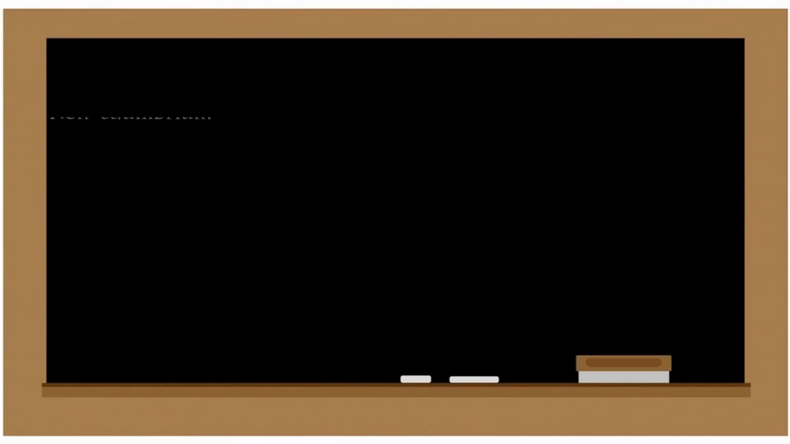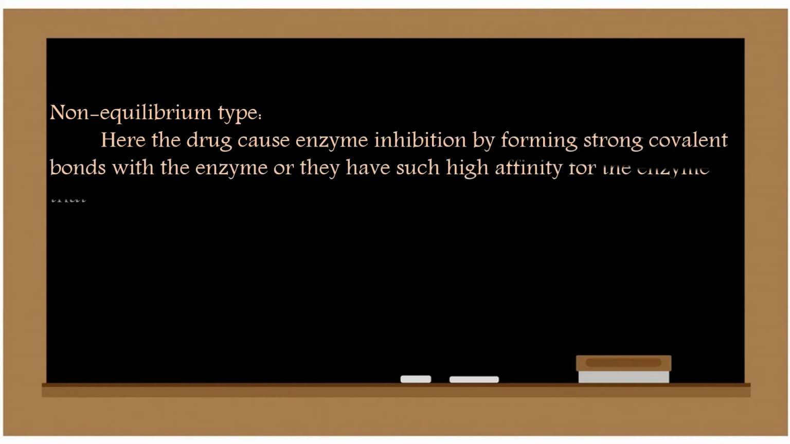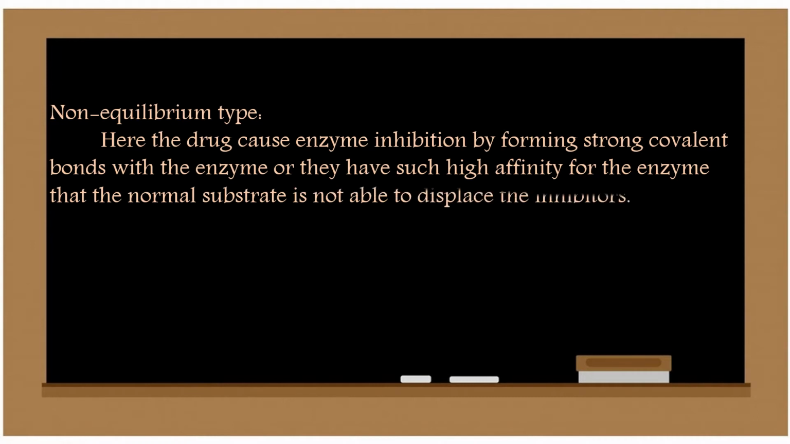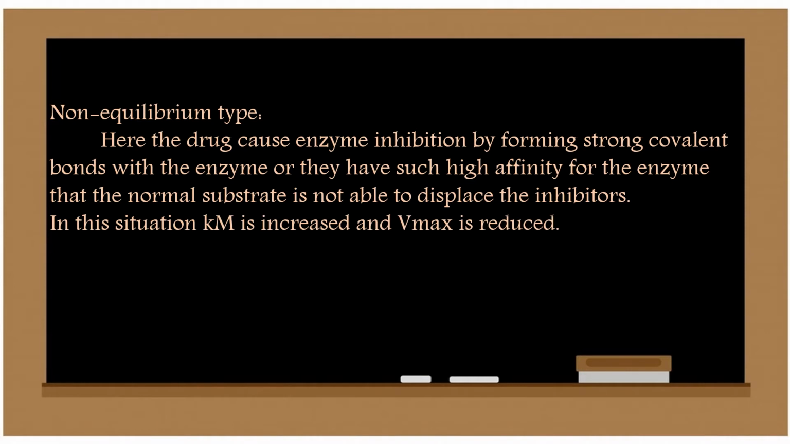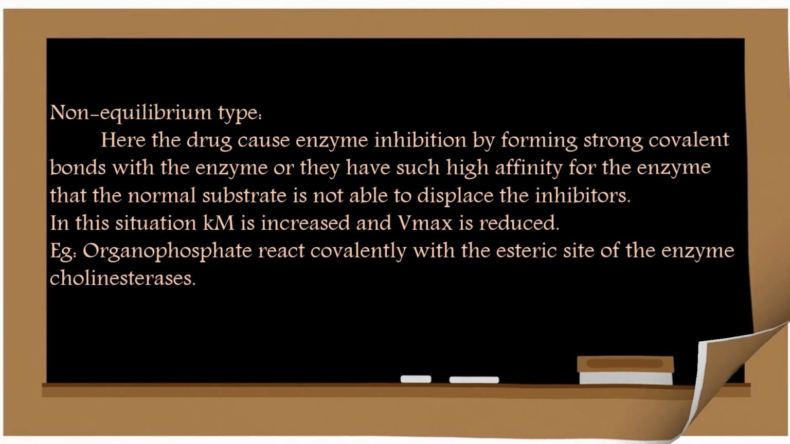Next one is non-equilibrium type. Here the drug causes enzyme inhibition by forming strong covalent bonds with the enzyme, or they have such a high affinity for the enzyme that the normal substrate is not able to displace the inhibitor. In this situation, Km is increased and Vmax is reduced. For example, organophosphates react covalently with the esteric site of the enzyme called esterases.